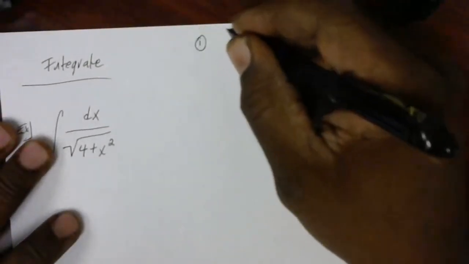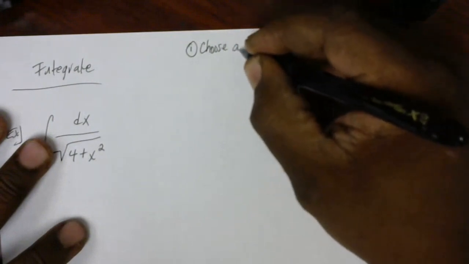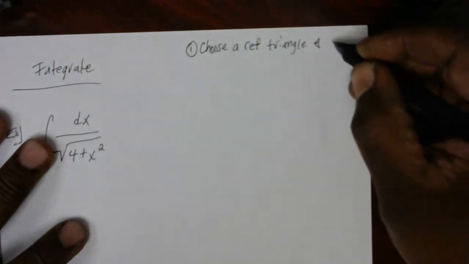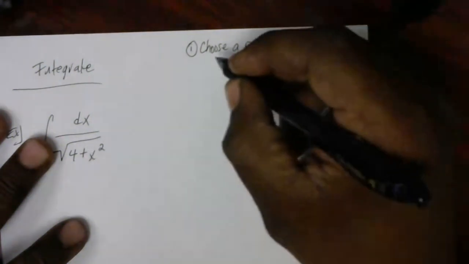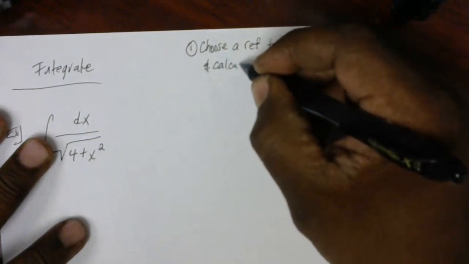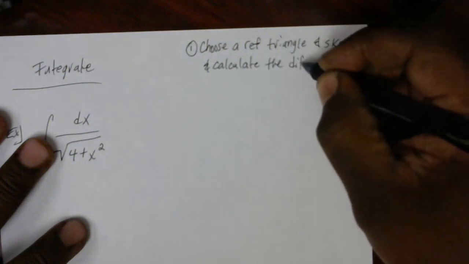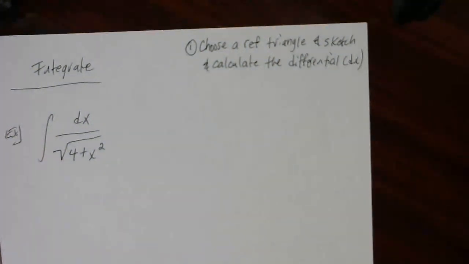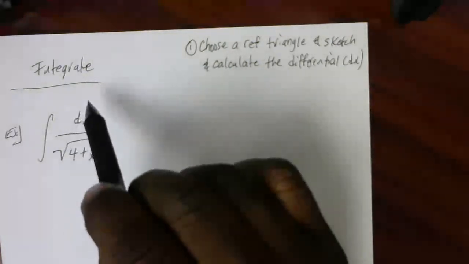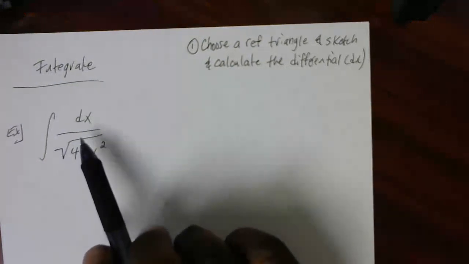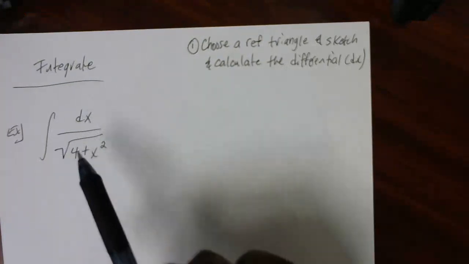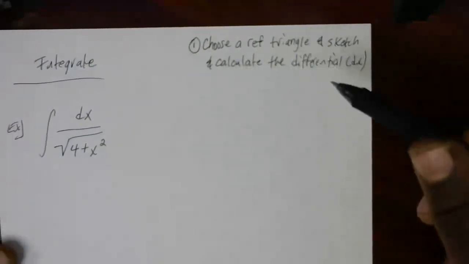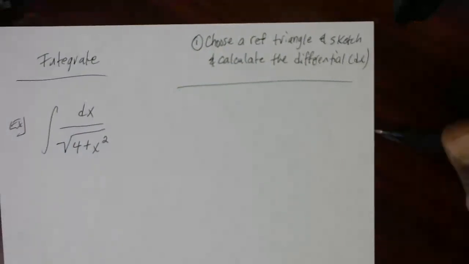The first thing I'm going to do is choose a reference triangle, and we're going to sketch it out. And we're also going to calculate the differential, which is dx. So just like in the other substitution problems, we try to rewrite everything. We try to transform the variable. Once we transform the variable, we can integrate, and then we back substitute. So it's basically the same principles here. So the first thing I'm going to do is choose a reference triangle based on those 3 triangles, and we're going to sketch it out.